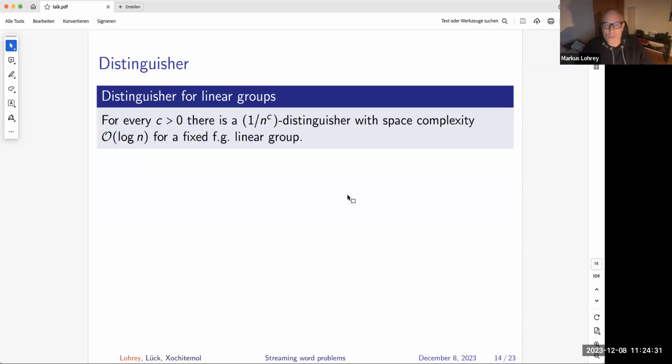Now, what we can show is that every linear group has a distinguisher, namely for every constant C greater than 0, there is a 1 over n to the power of C distinguisher with space complexity log n for a fixed finitely generated linear group. This is again basically the Lipton-Zalcstein argument.